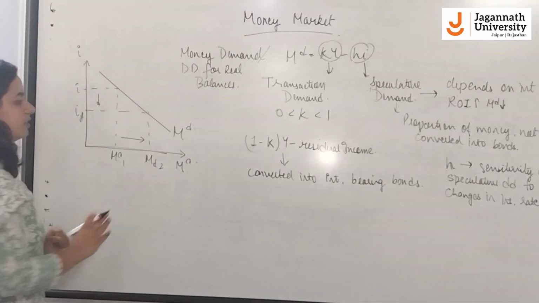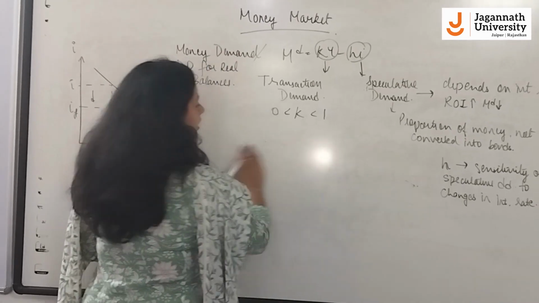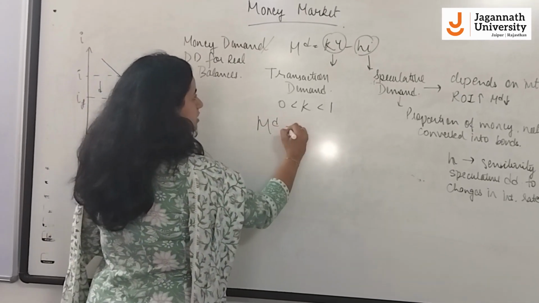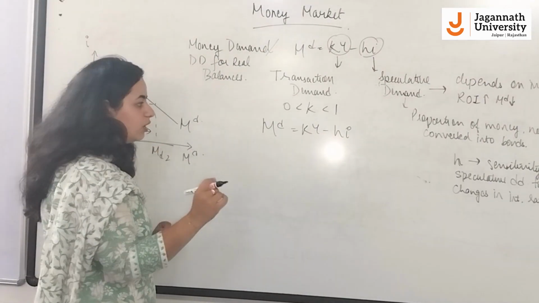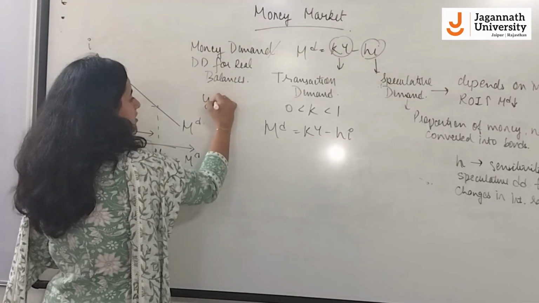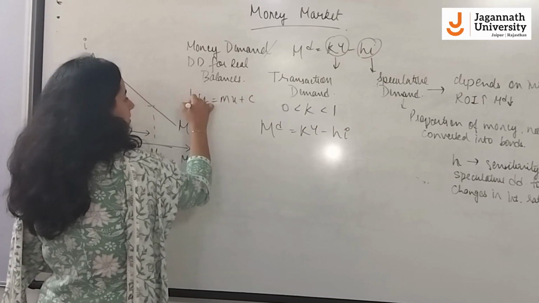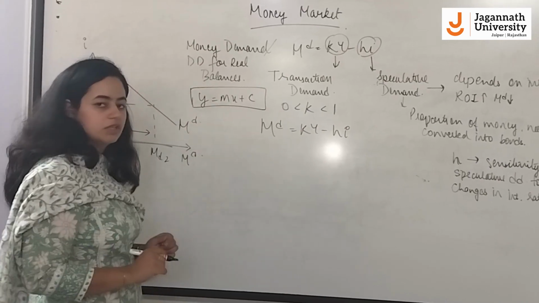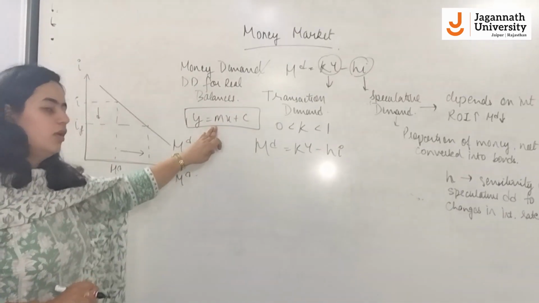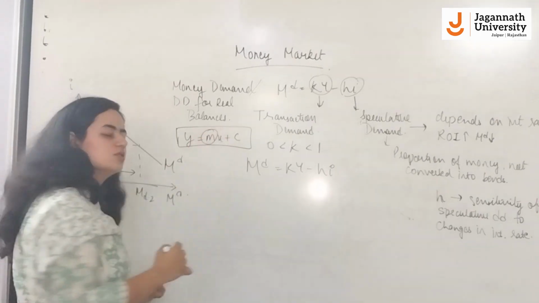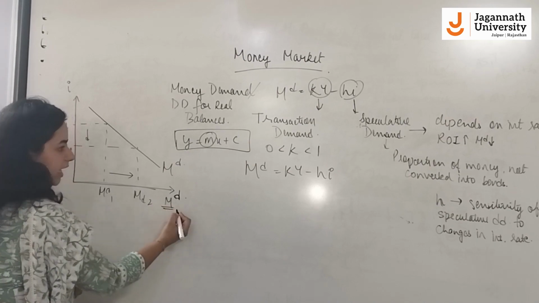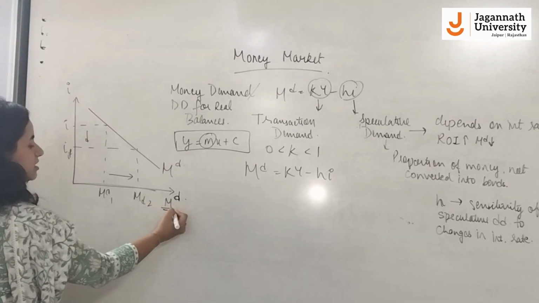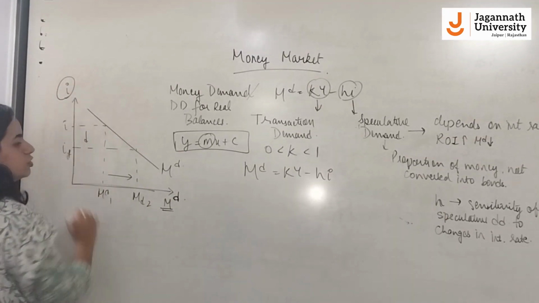इसकी स्लोप निकालते हैं. Here let's see, MD is equal to KY minus HI. I hope by now you are able to recall that equation. Y is equal to mx plus c, जो मैं आपको बार बार सिखा रही हूँ for converting this equation in this form and then you find the m and that is your slope, as simple as that. So हमारे पास यहाँ x axis पे MD और y पे I. So सबसे पहले हम क्या करेंगे?